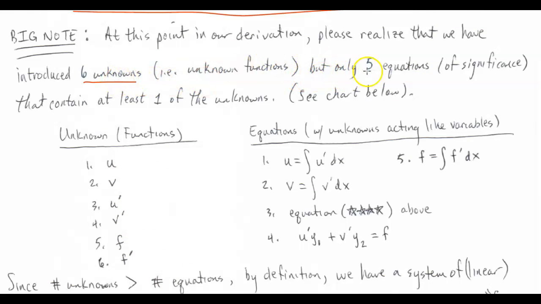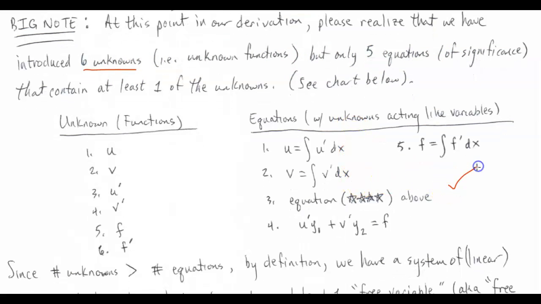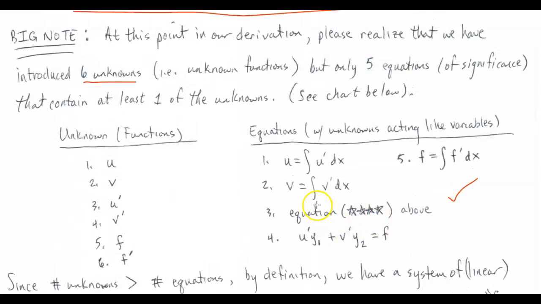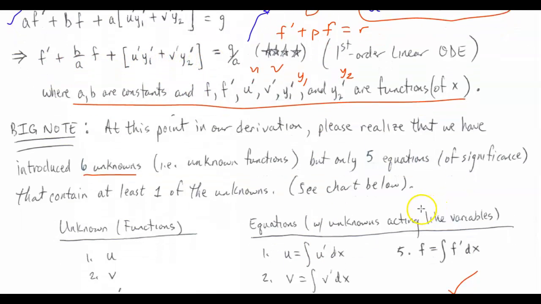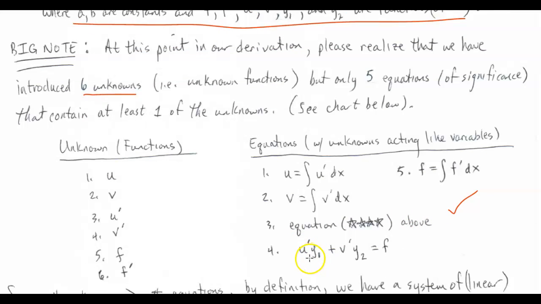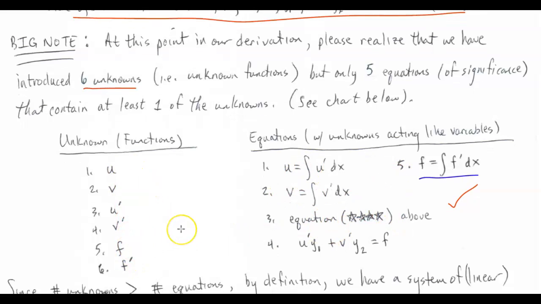So we have 6 unknowns, but only 5 equations of significance here. And of course, these are the 5 equations that I'm talking about. So here, to find U and V, we have equation 4 star above, which is this one, the one that ends up being a first order linear. We have the fact that we let U prime y1 plus V prime y2 equal F. And of course, F itself is just going to be the antiderivative of F prime. So we have these 5 equations, 6 unknowns.